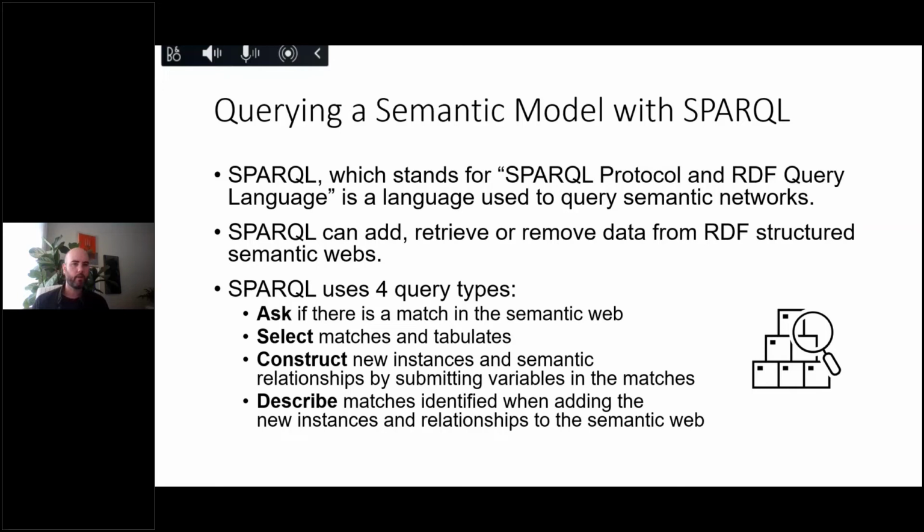So an ask query, which is just a matching query on the knowledge graph or the semantic web. A select query, which not only matches, but adds tabulations and calculations into the query. A construct query, which creates new instances of new semantic relationships by submitting various variables and seeing how they match to the knowledge graph. And finally, there's a describe query, which matches are identified when adding new information to the knowledge graph and new relationships, and then comes back with further inferences and deductions from the semantic web.